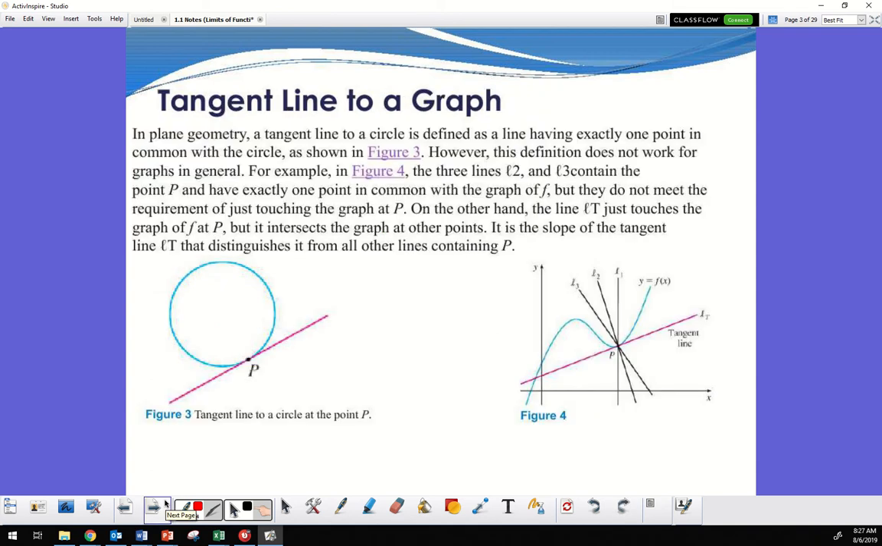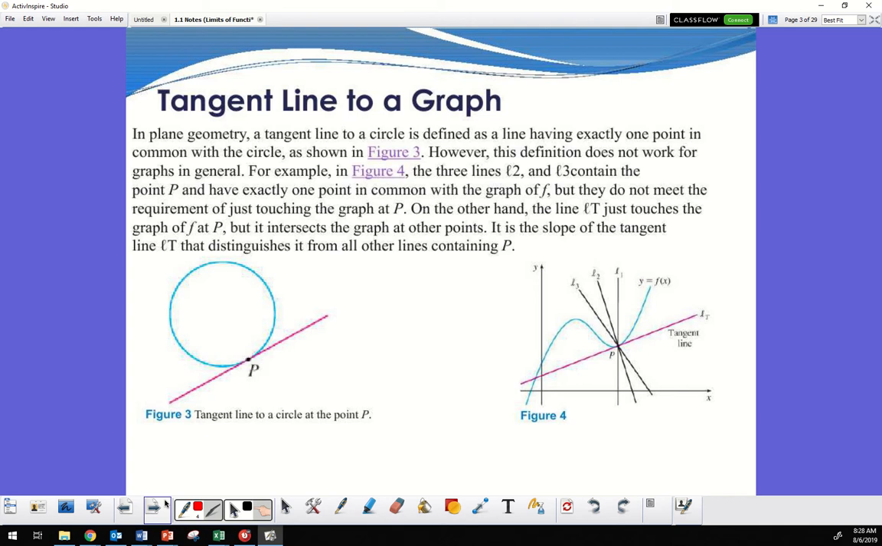Okay, tangent line to a graph. In plane geometry, a tangent line to a circle is defined as a line having exactly one point in common with the circle, as shown here. This does not work for graphs in general, like we were talking about a second ago. For example, figure 4, which is that one over there, shows 3 lines, L1, L2, L3, that contain the point P and have exactly one point in common with the graph, but they do not meet the requirement of just touching the graph at point P.